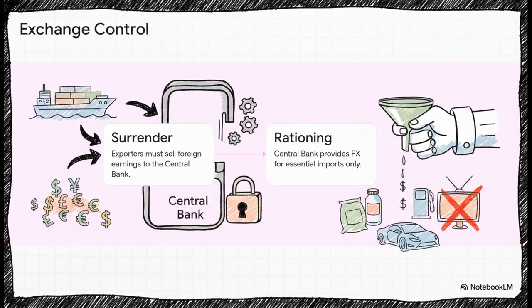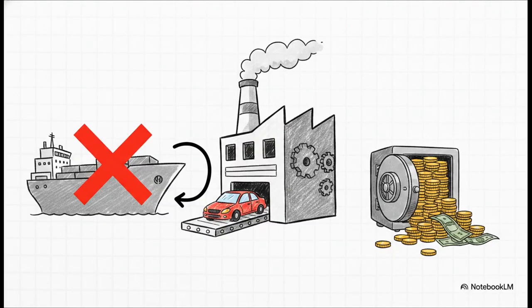Importers then have no choice but to come to us to buy foreign exchange. By hoarding all the currency ourselves, we can strictly ration it, completely blocking out luxury goods and only funding the absolute bare-bones essentials. We then pair that intense rationing with Lever 6, which is backing the local production of import substitutes. Think about it. If we're severely restricting imports, our citizens still desperately need goods, right?